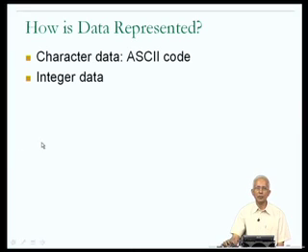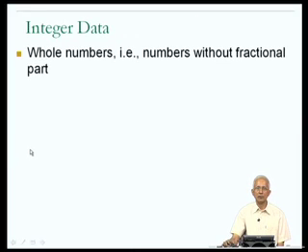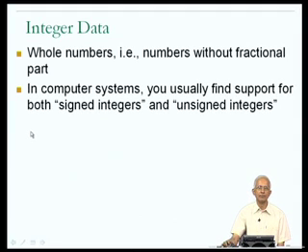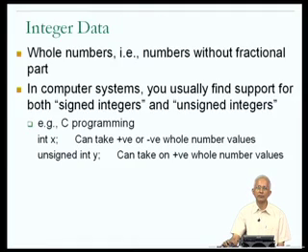We then moved on to how integer data is represented. We recall that integers are whole numbers, that is, numbers without fractional parts. And I mentioned that from your C programming, you are familiar with the concept of both signed and unsigned integers. It therefore stands to reason that in computer systems there must be different possibilities for how to represent values that are signed as opposed to those which are unsigned.